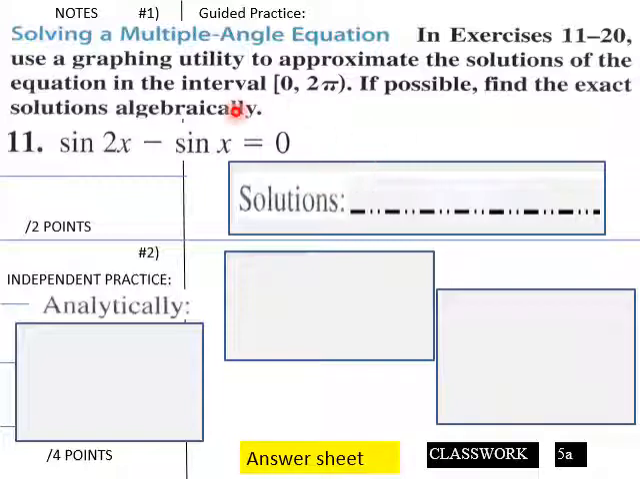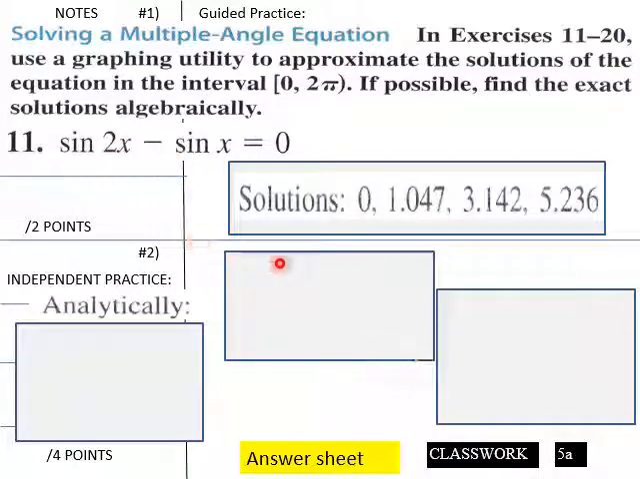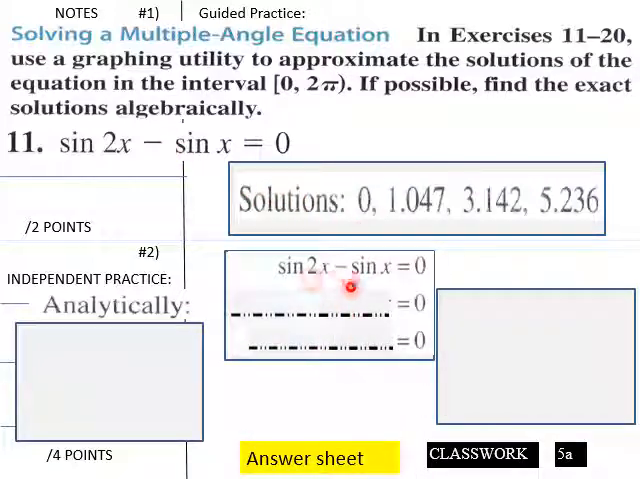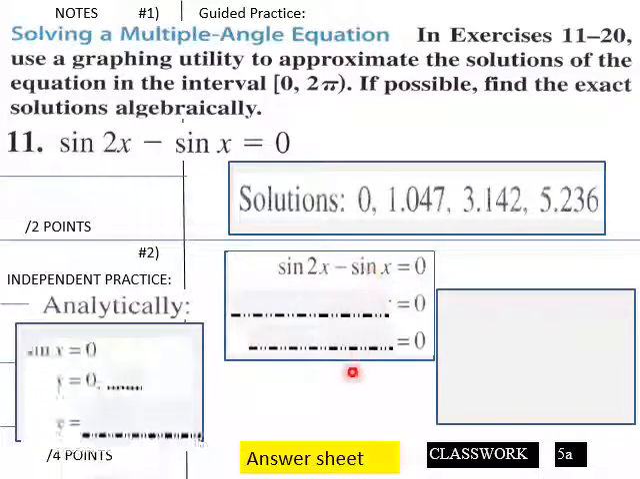Let's try one now using a graphing calculator to approximate the solutions of the equation between 0 and 2 pi. If possible, find the exact solutions algebraically. So sine 2x minus sine x equals 0. So we don't want to deal with that, so here are our solutions here. So we just jump to that. But how do we get there? So we have sine 2x minus sine x equals 0.